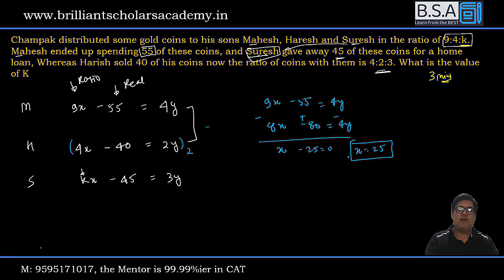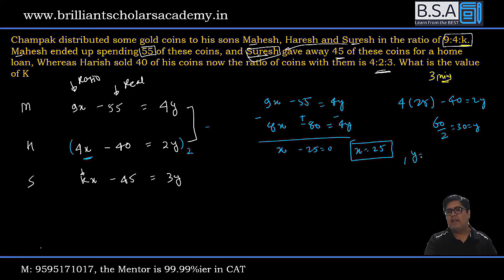Once I know the value of x, I can put it in the first or the second, that is up to me. I'm putting it in the second. 4 into 25 minus 40 is equal to 2y. 100 minus 40, 60. 60 upon 2 is equal to 30 is equal to y. So I have been able to find both x and y. Put it here, your job is done.